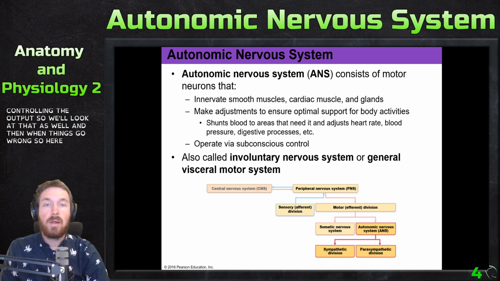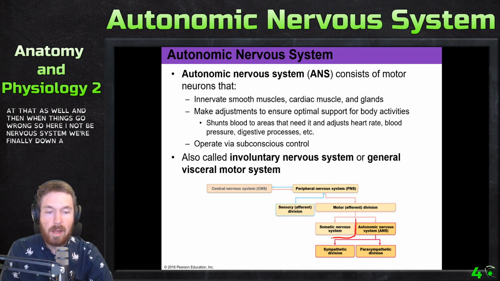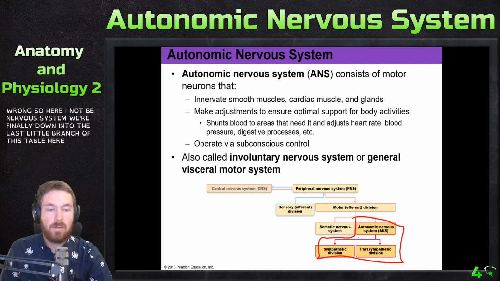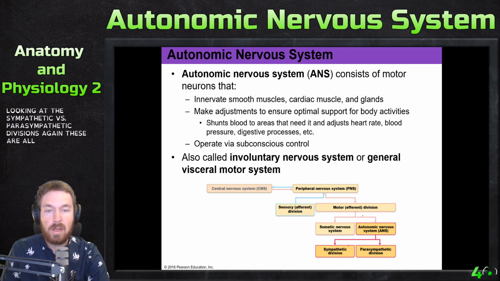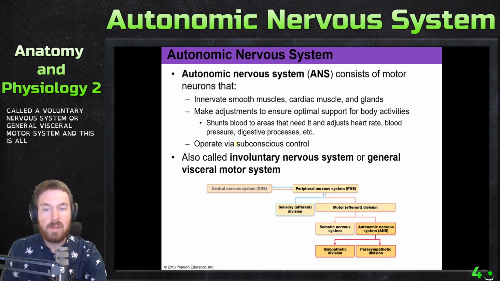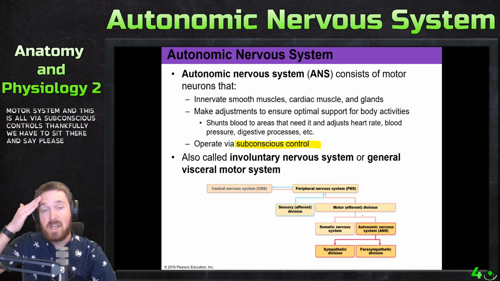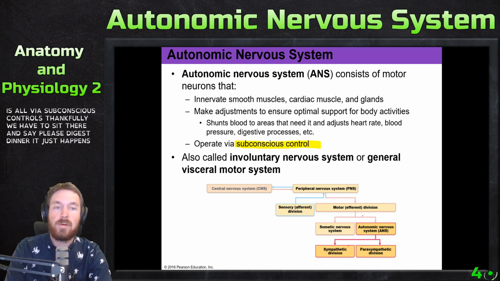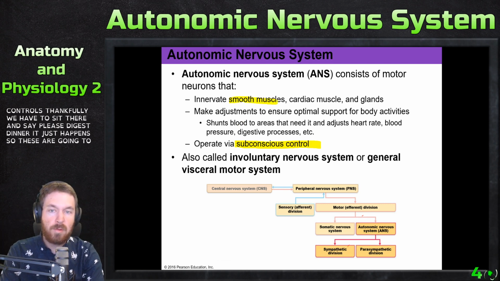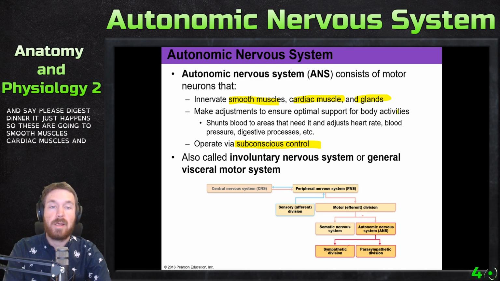So here, autonomic nervous system, we're finally down into the last little branch of this table here, where we're looking at the sympathetic versus the parasympathetic divisions. Again, these are all involuntary inputs, so sometimes called the involuntary nervous system or general visceral motor system. And this is all via subconscious controls. Thankfully, we don't have to sit there and say, please digest dinner. It just happens. So these are going to smooth muscles, cardiac muscles, and glands.